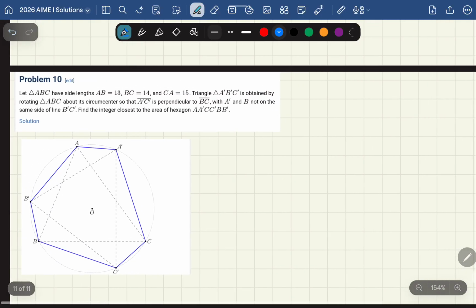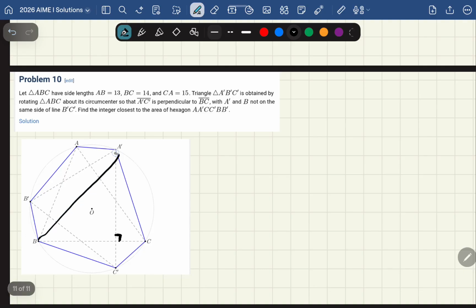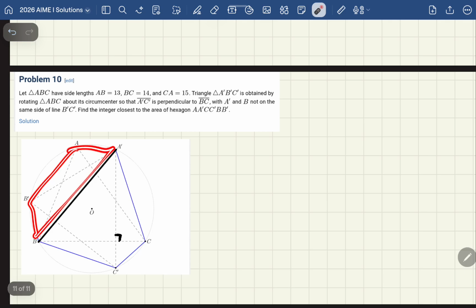So this is problem 10. This is a right angle. And then if you want to find an area of a hexagon, one way is to split it into two quadrilaterals. So two quadrilaterals. You got this and this.